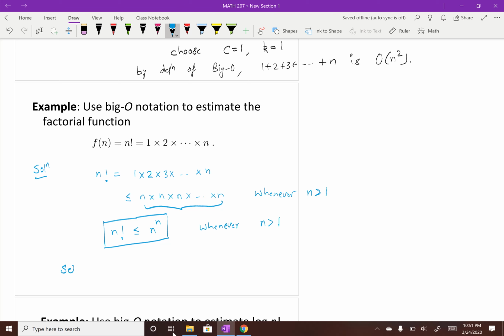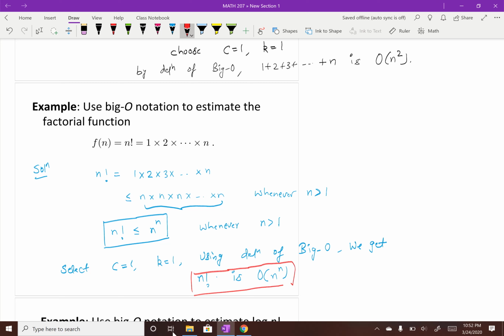Then you select the constant c equal to 1, the constant k equal to 1, and using the definition of big O, we get that n factorial is big O of n to the power n. Okay, so that's the result we have: n factorial is big O of n to the power n.